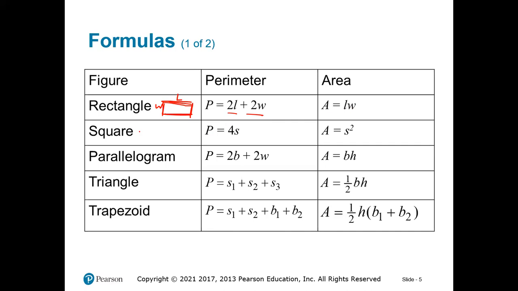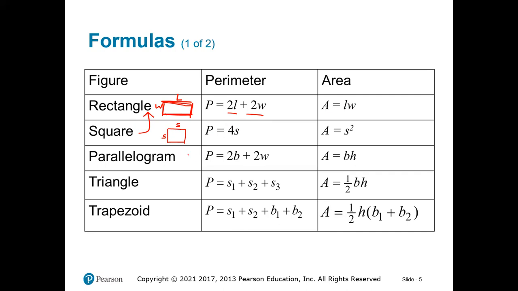If a square is a rectangle, the only difference between a square and a rectangle is that in a square, all the sides are equal to each other. So the width and the length are the same. So we call it side S. So what's the perimeter? It's 4 times S. And what's the area of a square? It's S times S, which is S squared.